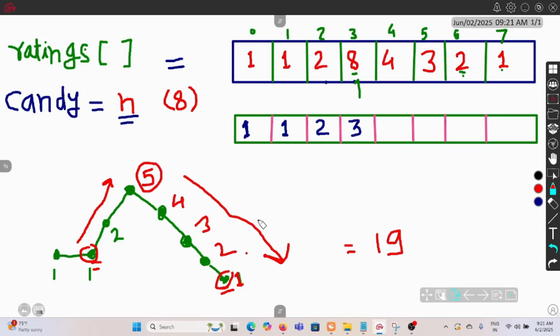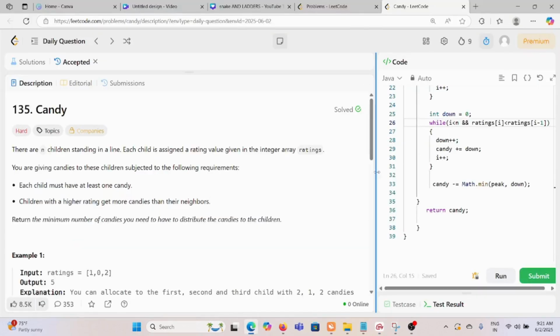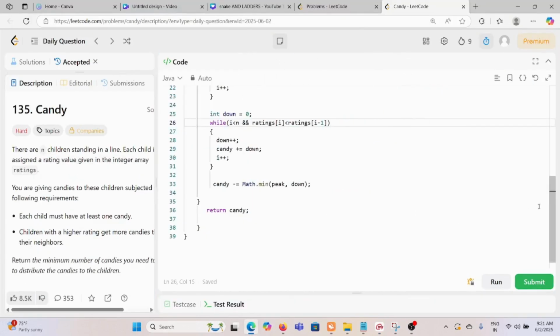Now I will show you in my code how to handle all these things. This extra array I am not using, I was just doing this for understanding purposes. We are doing this without any extra space. So let me show you how we are doing this. Here is my code.